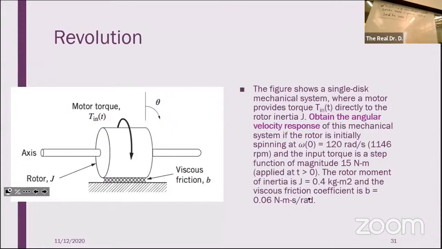Do we have enough time to do this? Let's see. Because this one, we've got to go all the way through, right? We don't have a model. We've got to make a model.